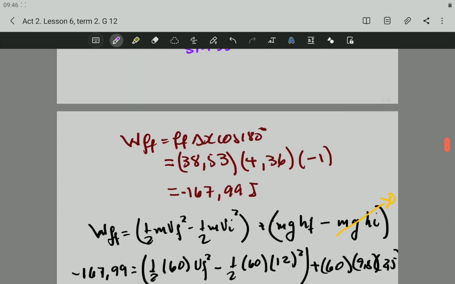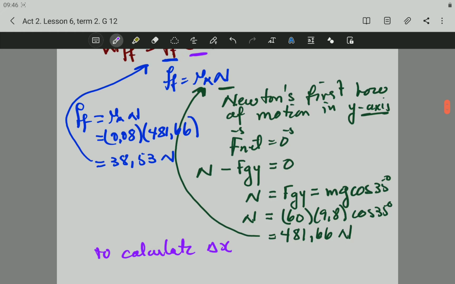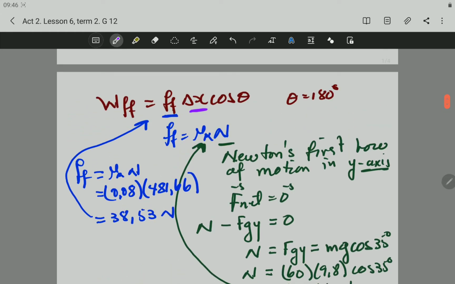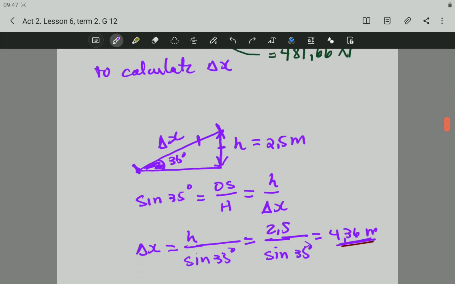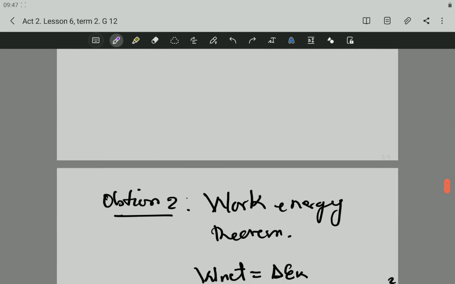So for the frictional force, we are here. Frictional force is equal to the kinetic coefficient of friction multiplied by the normal. You don't have the normal, you have to use Newton's first law. That is how it is done. Then you substitute, and the frictional force is 38.53. Note, I'm not going to recalculate it now, but you must do it. You can watch the video. It is 38.53.